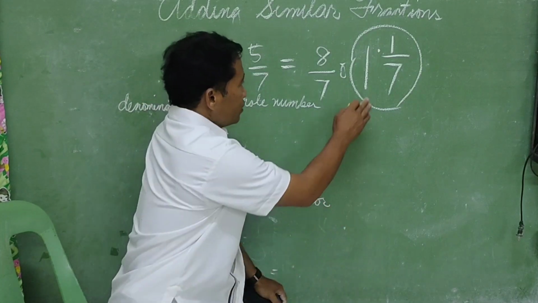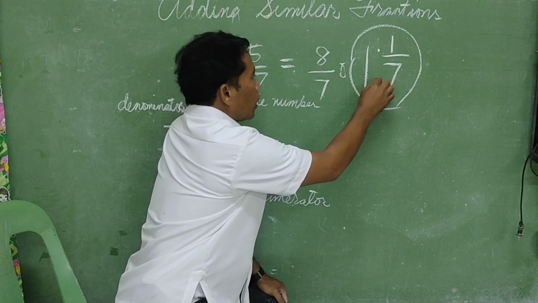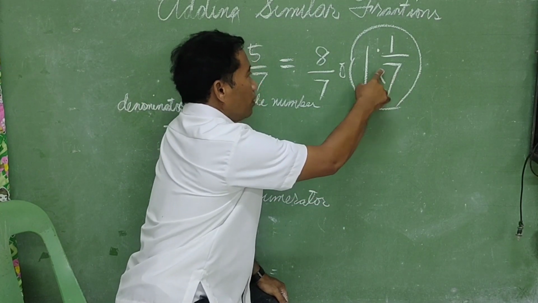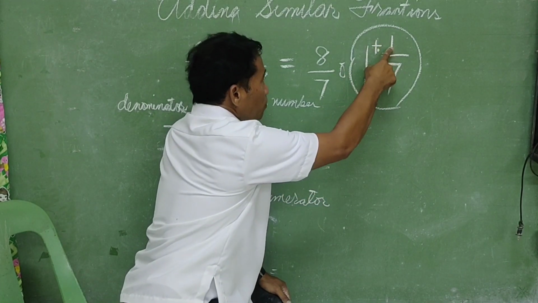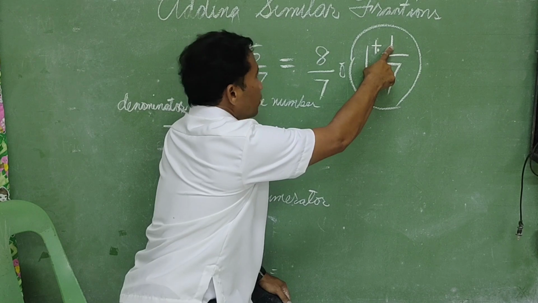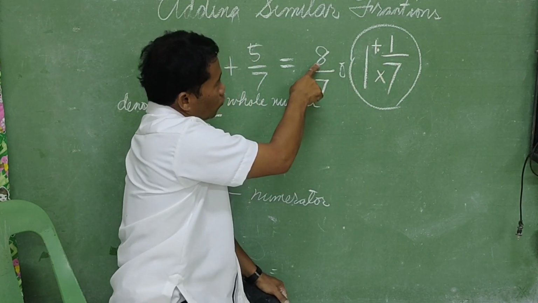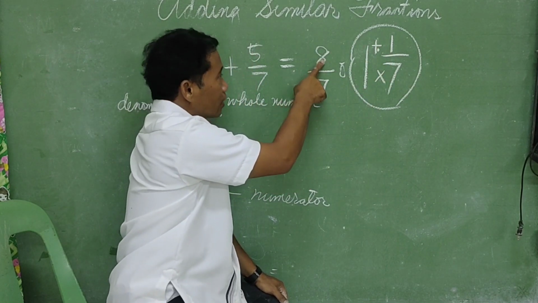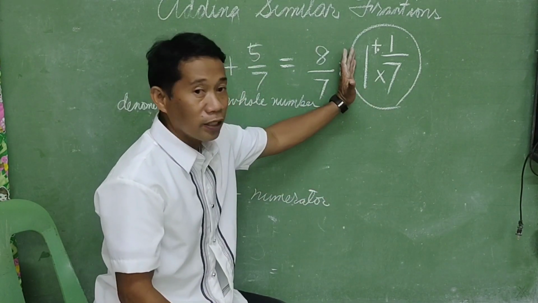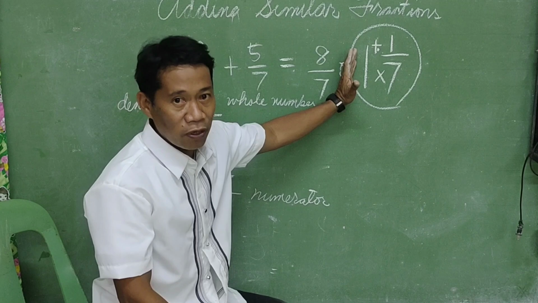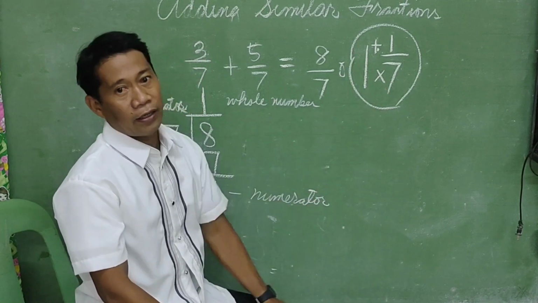To know that this answer is correct, just multiply 7 times 1. The answer is 7. Plus the numerator, 1, is 8. So try to look at this number here, the 8, and try to observe this number here, 7. So this answer is in simplest form or correct.